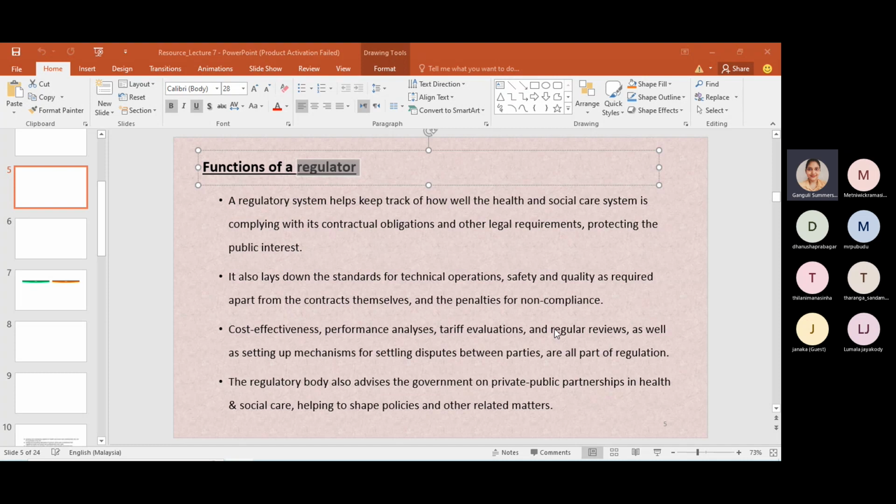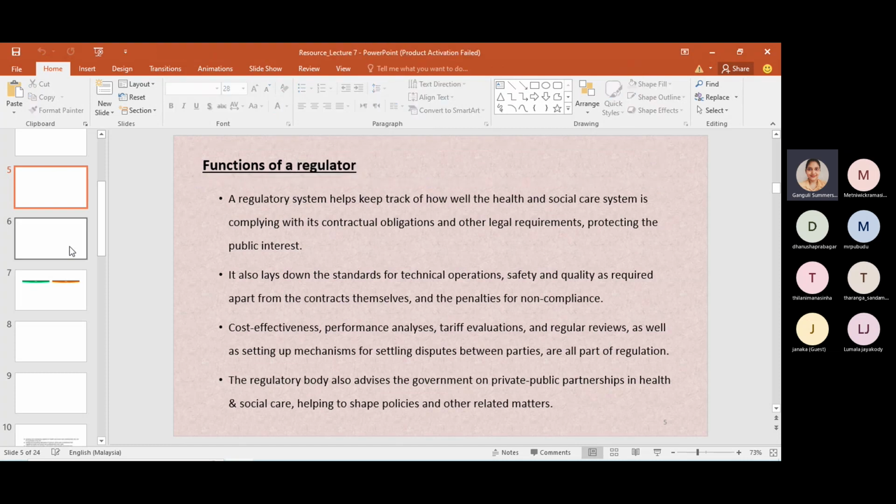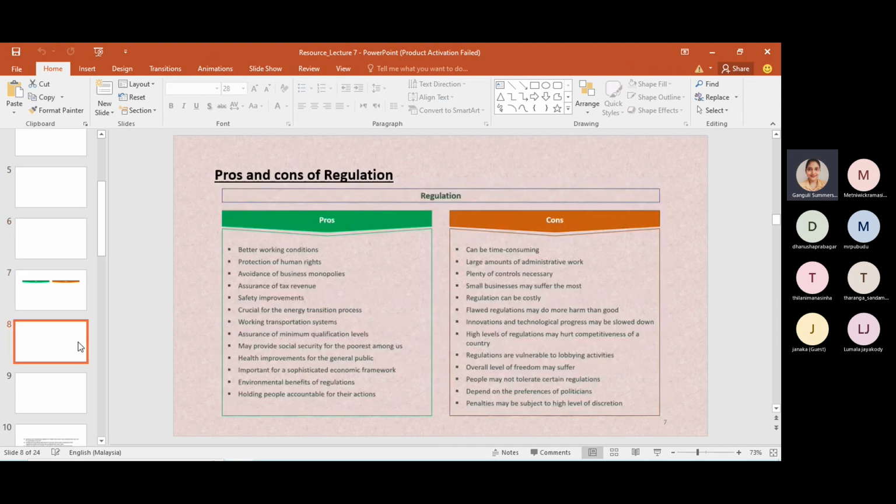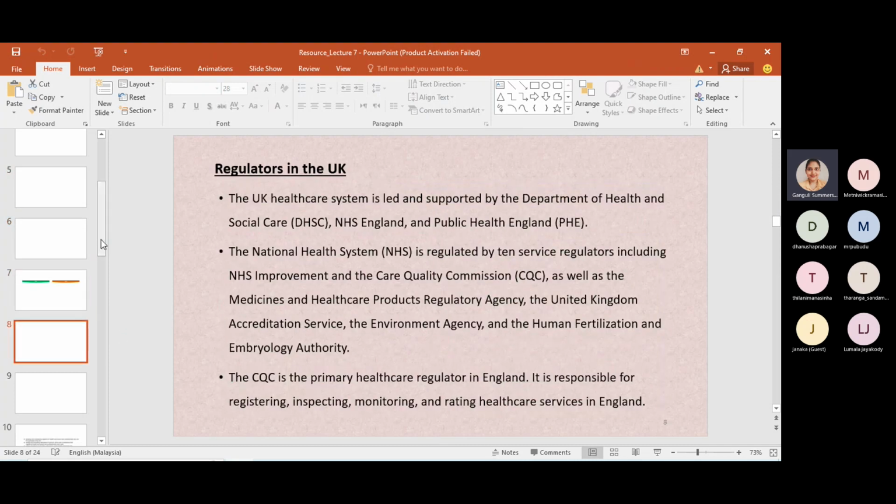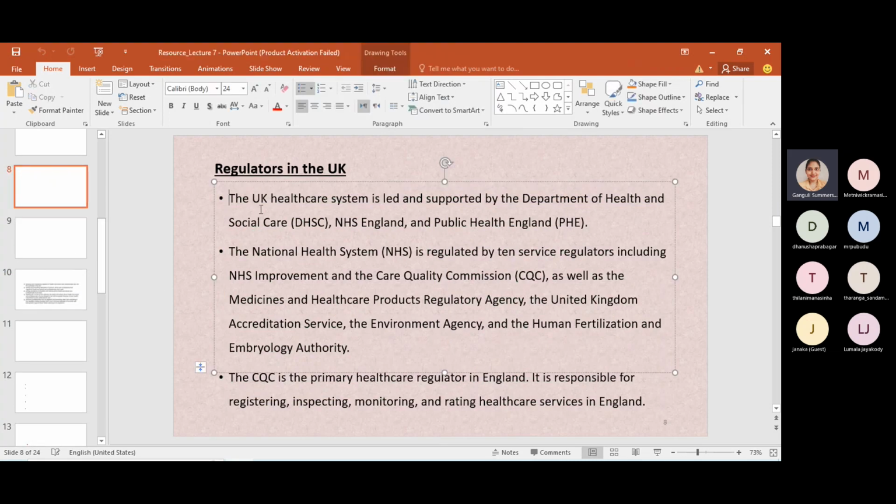Okay, so Tilani, can you give an example for regulation in health and social care? Of course, Tilani, we will talk about lots of examples. In these few slides, we are just learning about the regulation process and the regulators. From slide 8 onwards, I will give you lots of examples for regulators, the health and social care regulators.